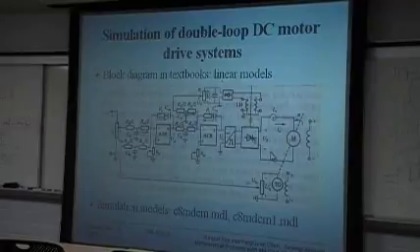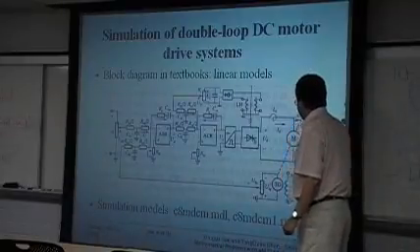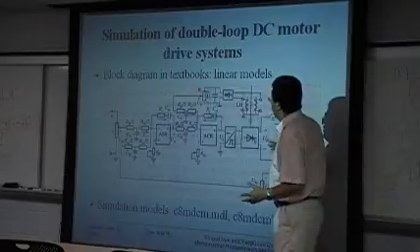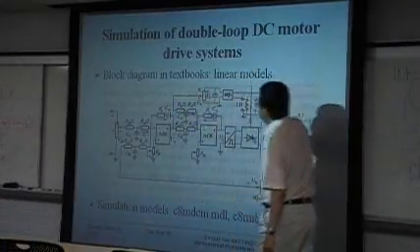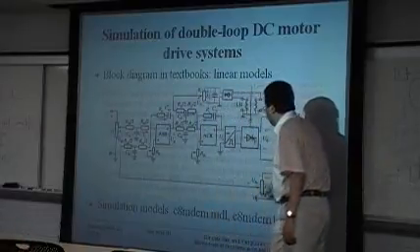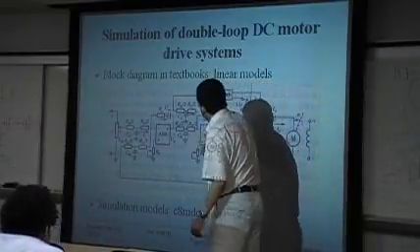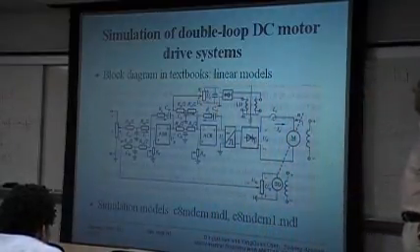So now let's consider a more complicated thing. The double loop DC motor drive system. In the system we have two loops. One is the current adjusting loop, and the other one is the speed adjusting loop. And there are PI controllers implemented by operational amplifiers. It seems to be quite complicated.